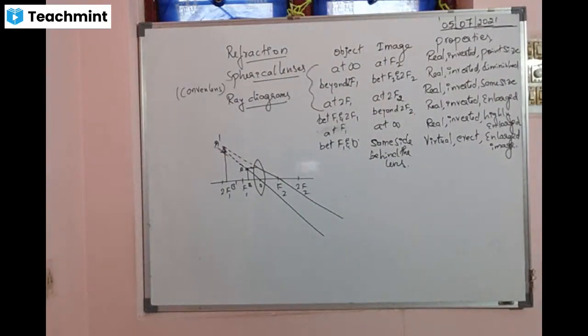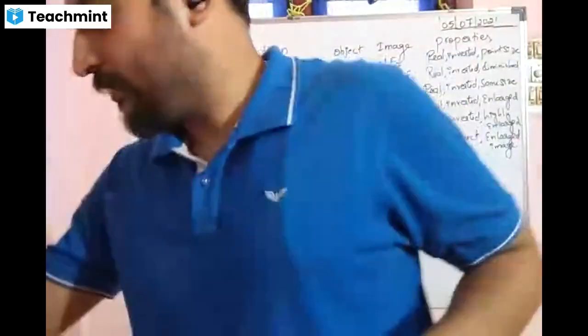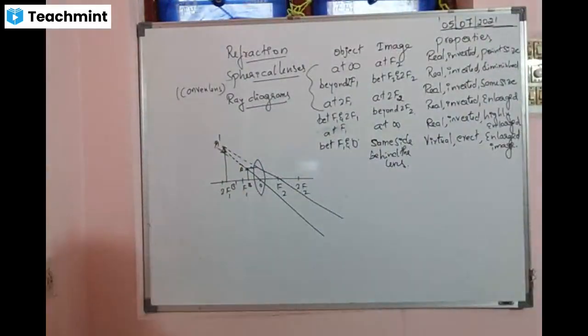Any other doubt you have about drawing any of these ray diagrams? So quickly take them. We will further do the next lens. What is the next lens? Concave lens. We'll see how the ray diagrams of the concave lens are.